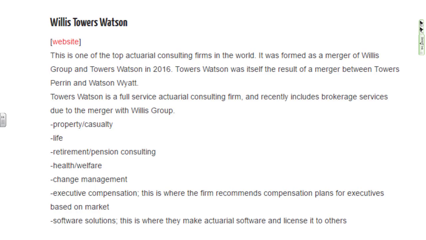Towers Watson was itself the result of a merger between Towers Perrin and Watson Wyatt, both very large accounting firms as well as actuarial consulting. You can see from this list below that Willis Towers Watson provides actuarial consulting services in many areas of the insurance world, as well as other services like change management and determinations of executive compensation.